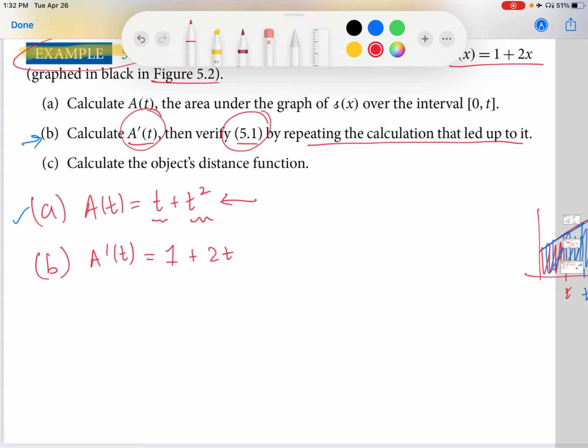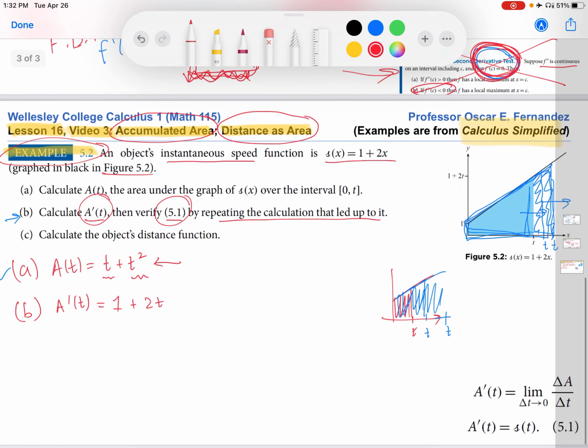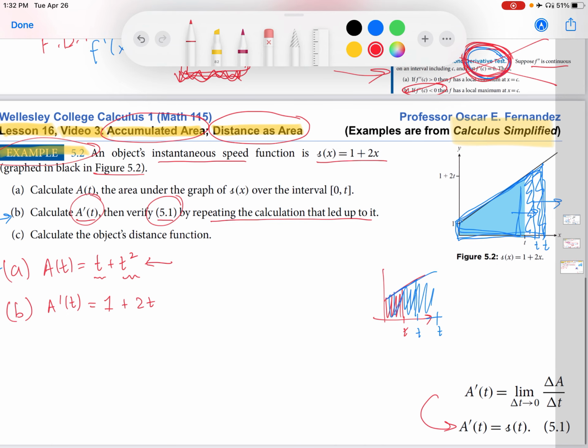And then verify 5.1. So what is 5.1? I've put it down over here. This refers to formula 5.1 in the textbook, which says that the derivative of the area function, the accumulated area function, A of t, is equal to s of t, which is the instantaneous speed function where I've replaced x by t. And you can see that that's exactly what happened here. So s of x is 1 plus 2x. S of t is 1 plus 2t. So we have verified 5.1.